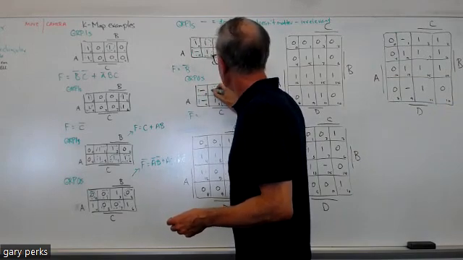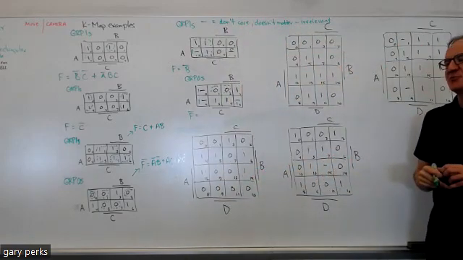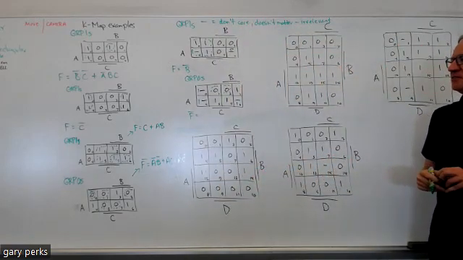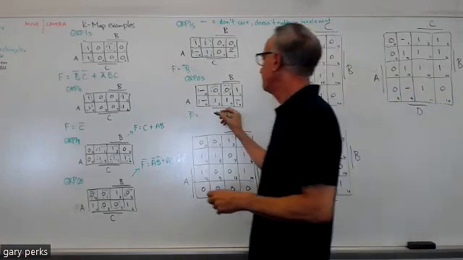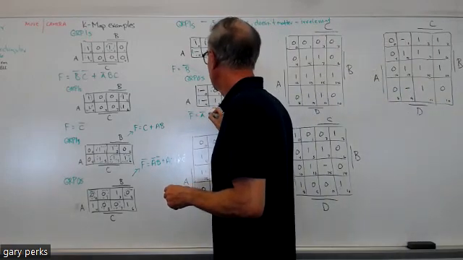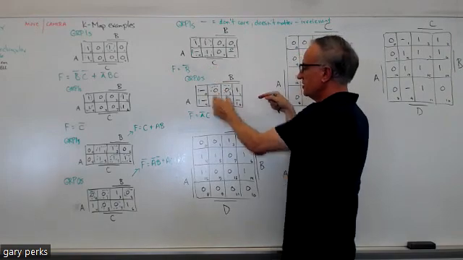So we only have a single 2 grouping. What term are we going to get for that 2 grouping? What is it? Not A, not C, yep. You're both in the not A row and the not C column.